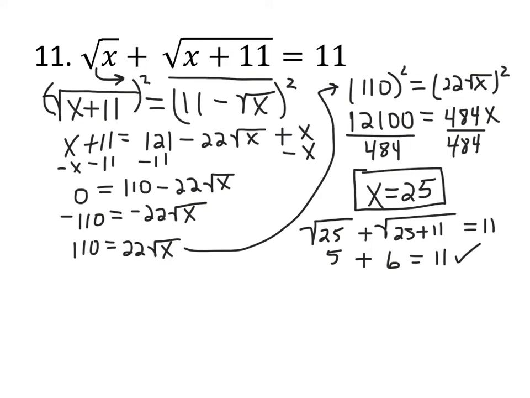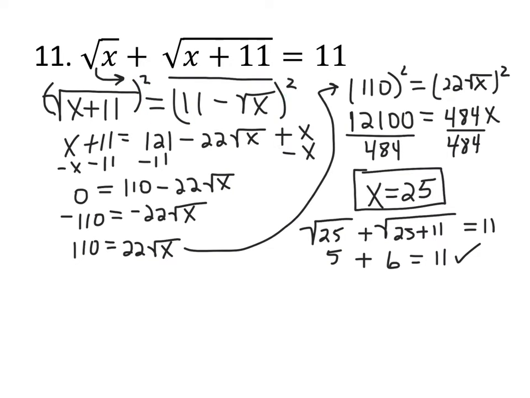All right, so for number 11, the first thing that I did was I moved this root x to this side of the equation by subtracting it. So I ended up with root of x plus 11 equals 11 minus root x. And then what I need to do to get rid of this radical is square both sides. So I squared it, and I squared this side too.